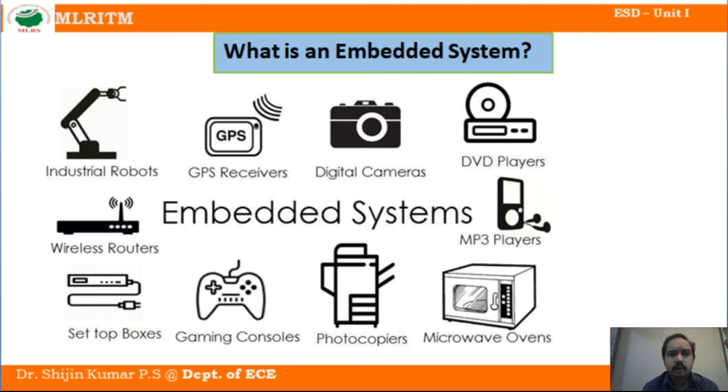So now we can look into some examples of embedded systems. So what are these? Industrial robots. Okay, industrial robots are embedded systems. They have hardware and a program that is stored inside.